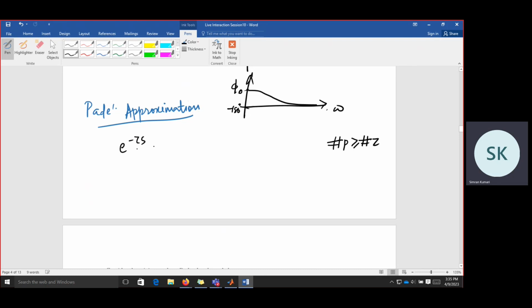Now for e to the minus tau s, what can we write? If we have e to the power x, we can write 1 plus x plus x square by 2, an infinite series like this. And we say that the first term is prominent. So we have e to the minus tau s. Now this approximation is not physically realizable.